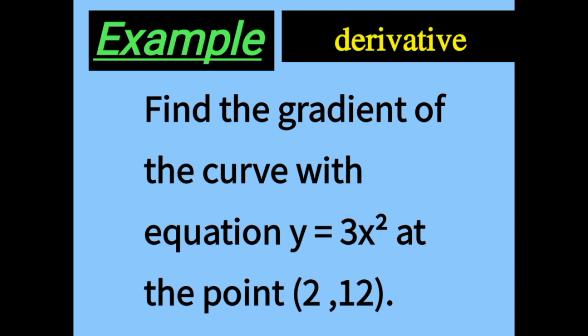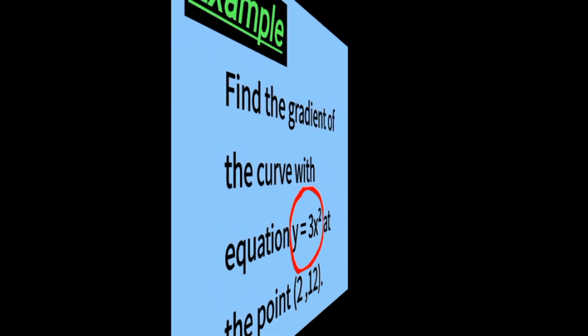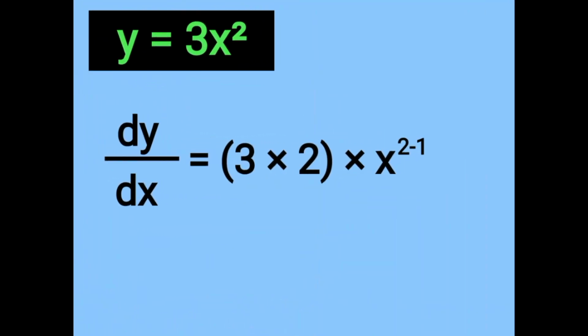So, differentiating y equals 3x squared gives us the derivative dy over dx equals 3 times 2 times x to the power 2 minus 1, as we multiplied the constant 3 by the power 2 and then subtracted 1 from that power. Then dy over dx equals 6 times x to the power 1 equals 6x.